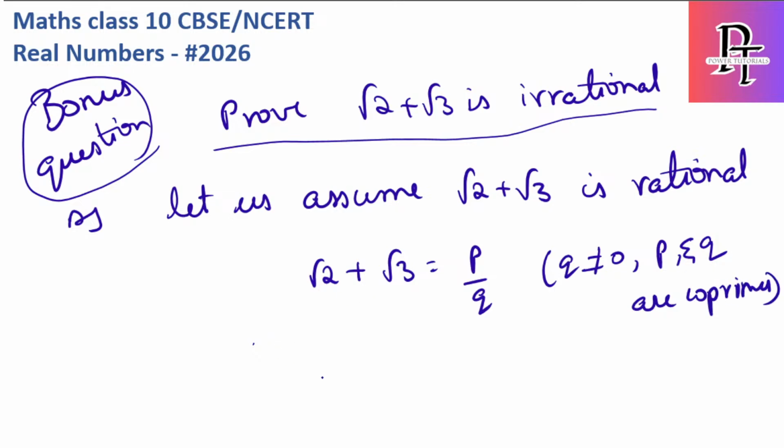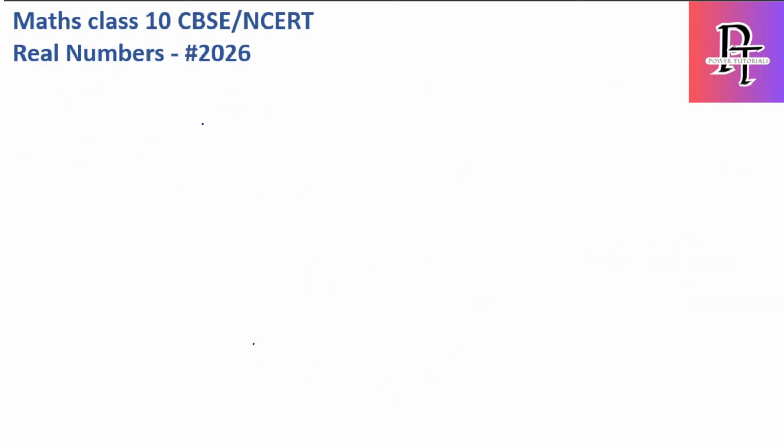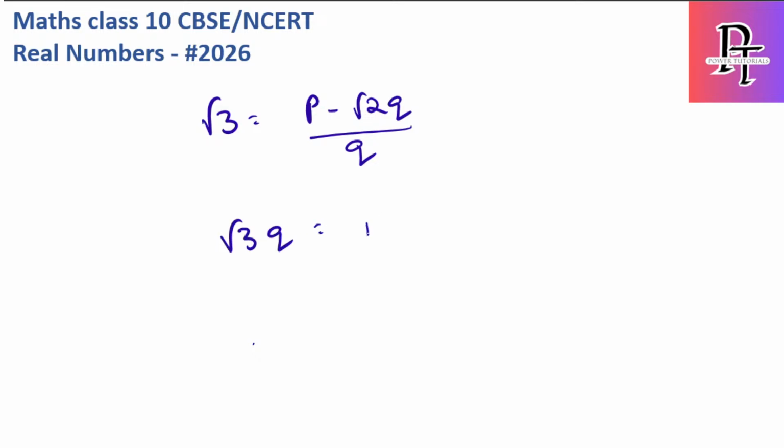Now what I will do is I will move one irrational number to the right side. So as 2 is small, I will move root 2 to the right side. Now it becomes root 3 is equal to p by q minus root 2. Now this becomes root 3 is equal to p minus root 2 into q by q. Now if I move q to the left side, it becomes root 3 into q is equal to p minus root 2q. Now I will apply squaring on both sides.